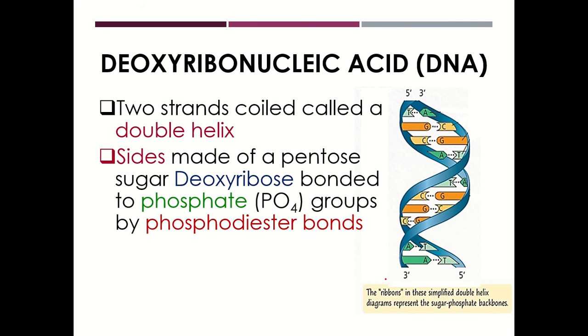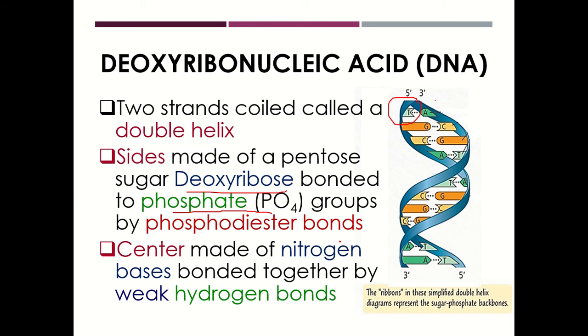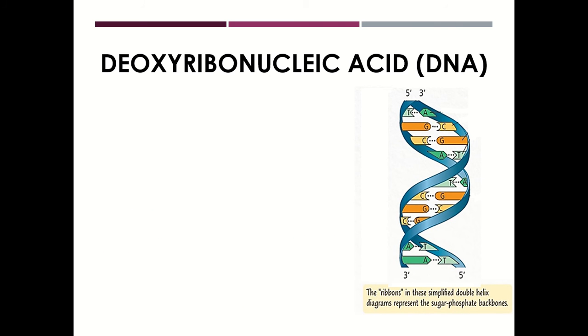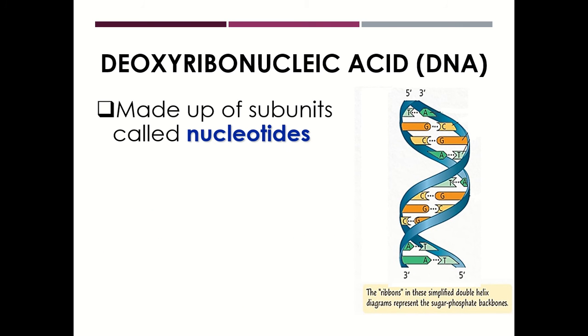The sides of DNA, so ito yung sides, kada side, nagko-contain siya ng tinatawag natin na pentose sugar. Ano ang sugar niya? Deoxyribose, bonded to a phosphate, PO4 group, by a phosphodiester bond. And the center is made of nitrogen bases bonded together by weak hydrogen bonds. So meaning DNA is made up of nucleotides.